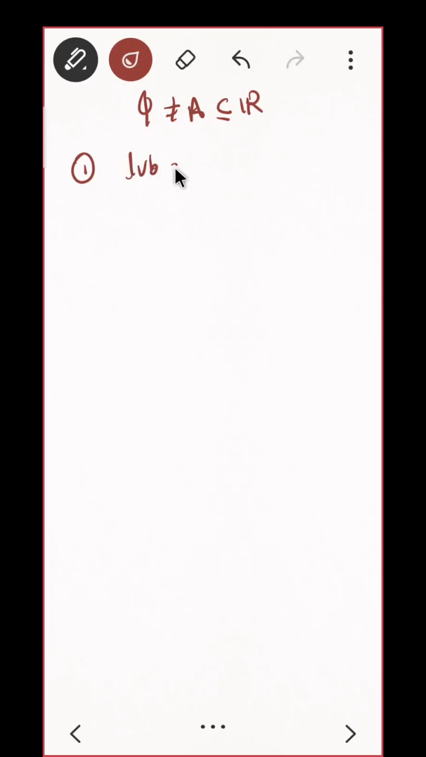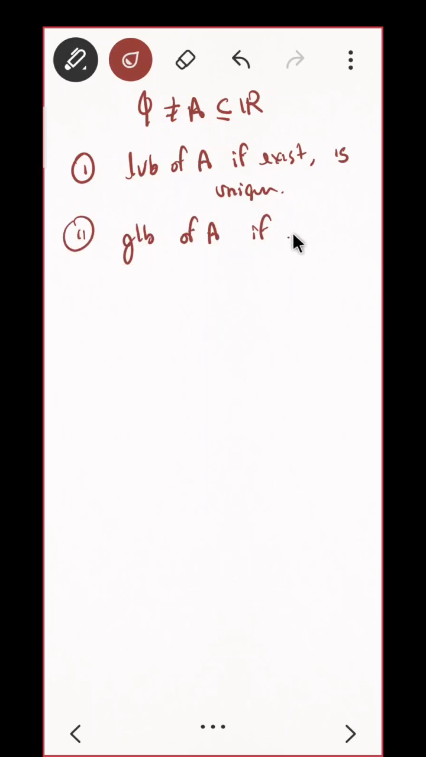LUB of A, if it exists, is unique. I'll put a comma, is unique. Same, GLB of A, if it exists, is unique.